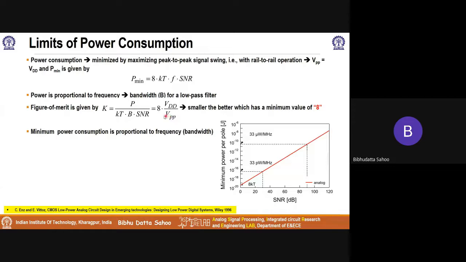So that's why I said that this is a theoretical limit. Smaller is better, which is a minimum value of 8. You cannot beat this at this point. Thank you, sir. Okay.